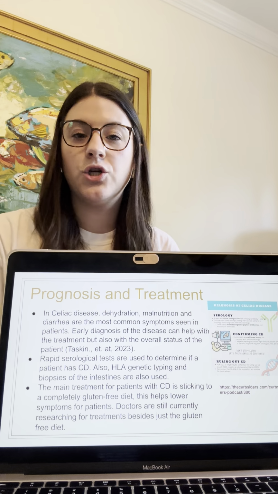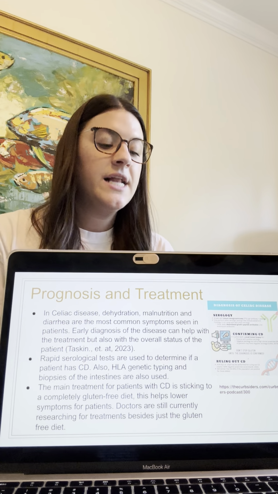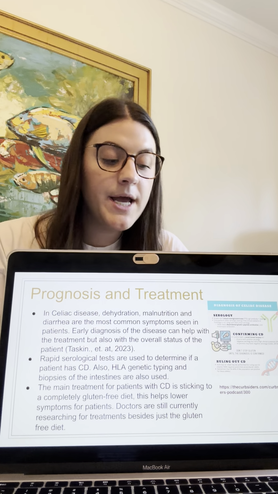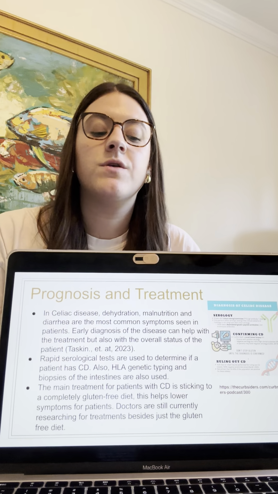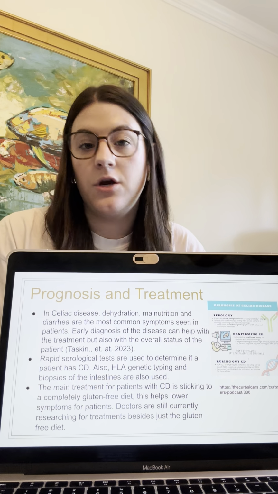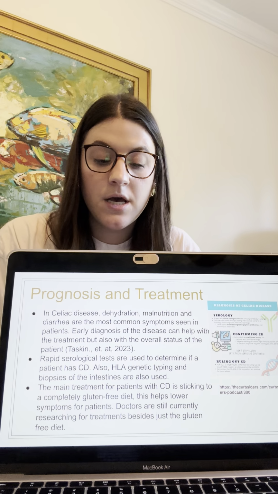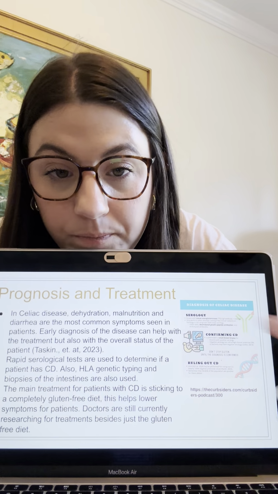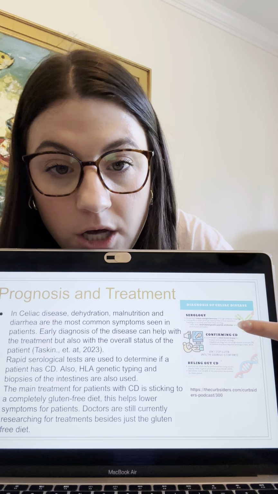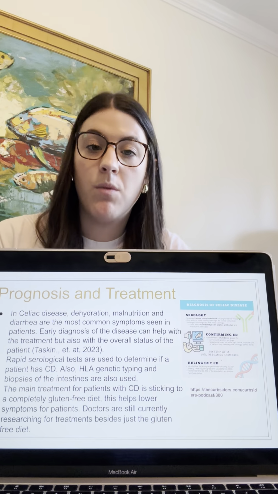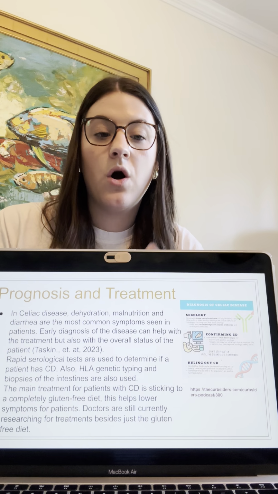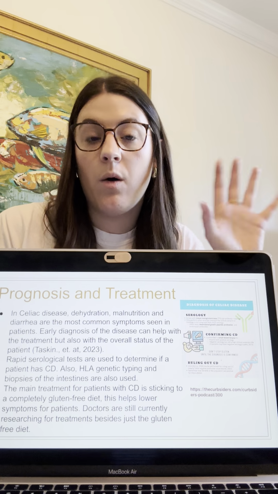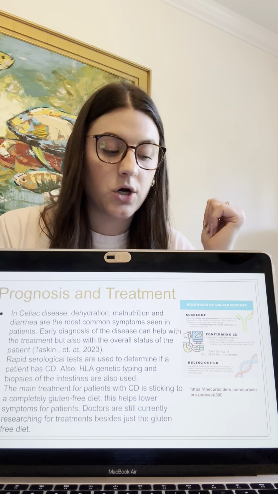So for prognosis and treatment, it's very common in patients to have dehydration, malnutrition, and diarrhea. An early diagnosis of the disease can help with the treatment and the overall status of the patient. And right here, this is just showing those serological tests that were done, and then they can also do a small bowel biopsy with an endoscopy just to make sure that the serological testing was correct.